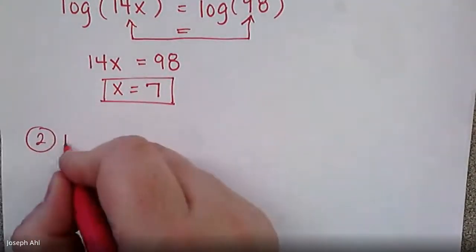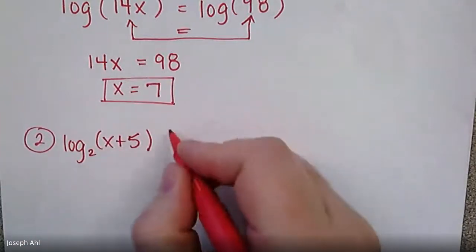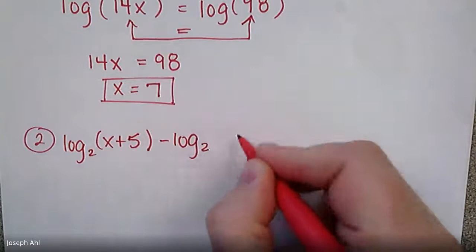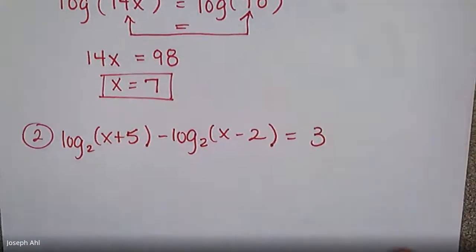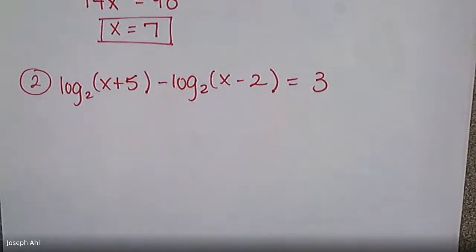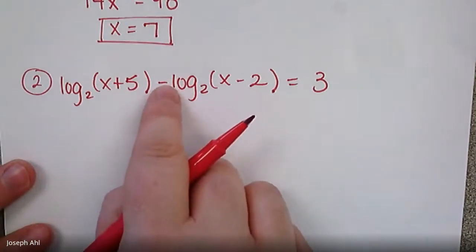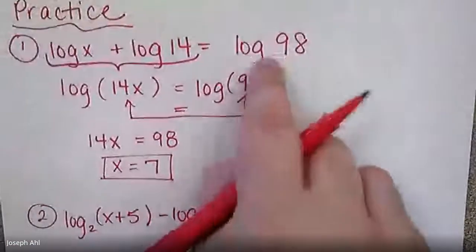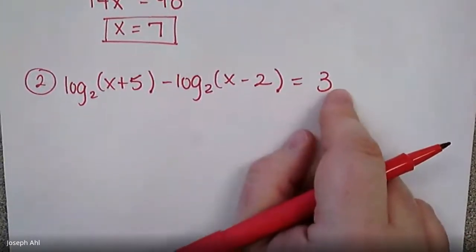So for number 2, log base 2 of x plus 5 minus log base 2 of x minus 2 is equal to 3. The reason I say this one's a different style is not because it's subtraction, even though that will make a difference. It's because I don't have logs on the right side of the equation. This one just equals the constant of 3.